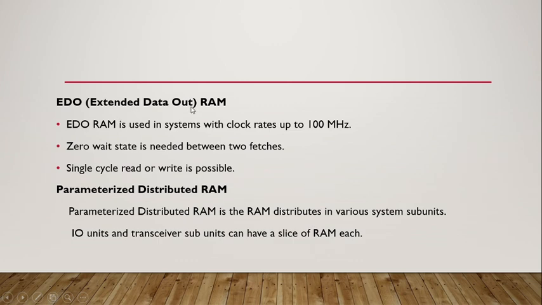Then two other classifications are extended data out RAM and parameterized distributed RAM. Extended data out RAM is used for lower clock rates, say up to 100 megahertz, and a wait state is needed in between the 2 fetches. In a single cycle, either a read or a write operation is possible. In parameterized distributed RAM, the RAM is distributed among various system subunits. That is, in a distributed system the input output units and the transceiver subunits can have a slice of RAM each.